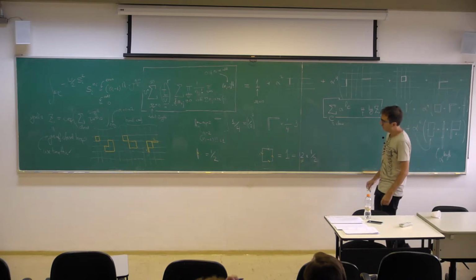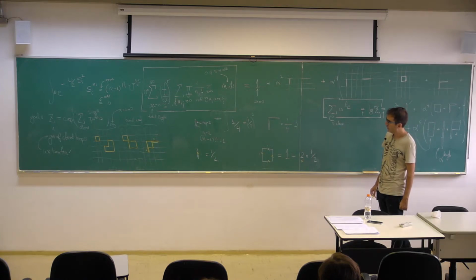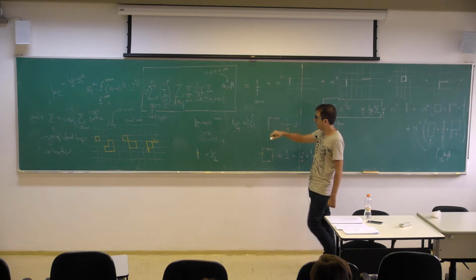I'm sorry, in all of these examples, each i involved in the diagram has had the same Ni. Okay. That's right, but not in this one. This one has Ni equals to 2, this one has Ni equals to 4.